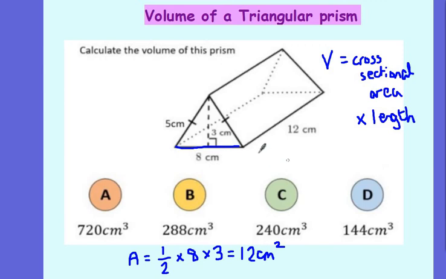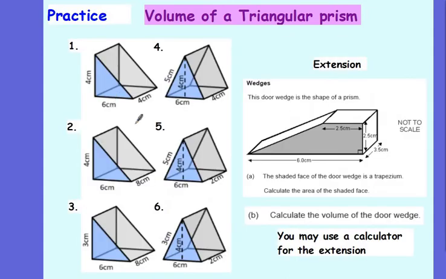To get my volume, I just need to multiply that by the length. So I get 12 times 12, which is D, 144 centimetres cubed. Over to you, Year 8.